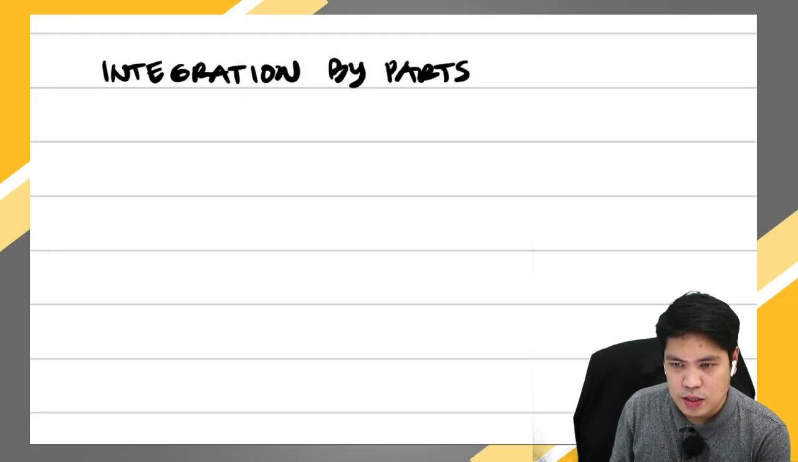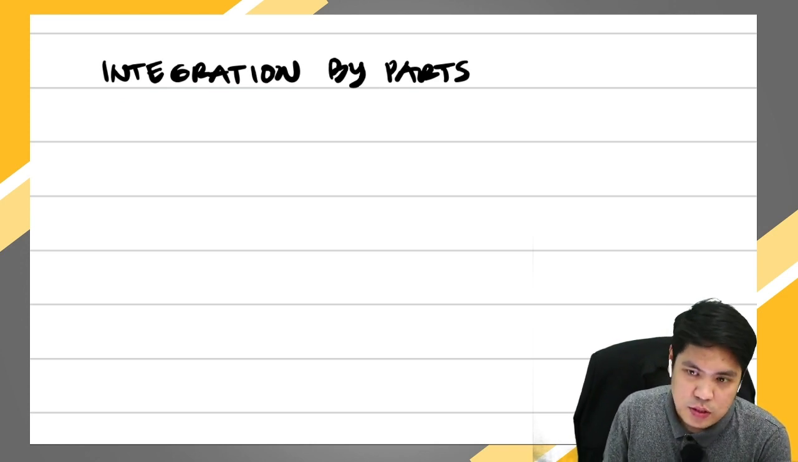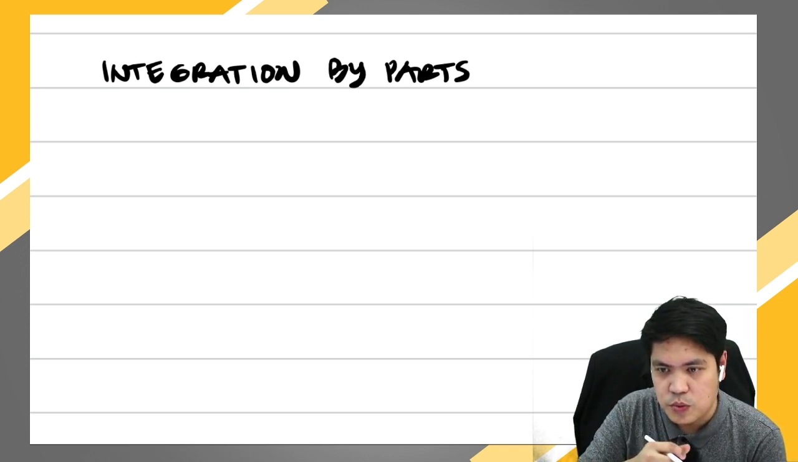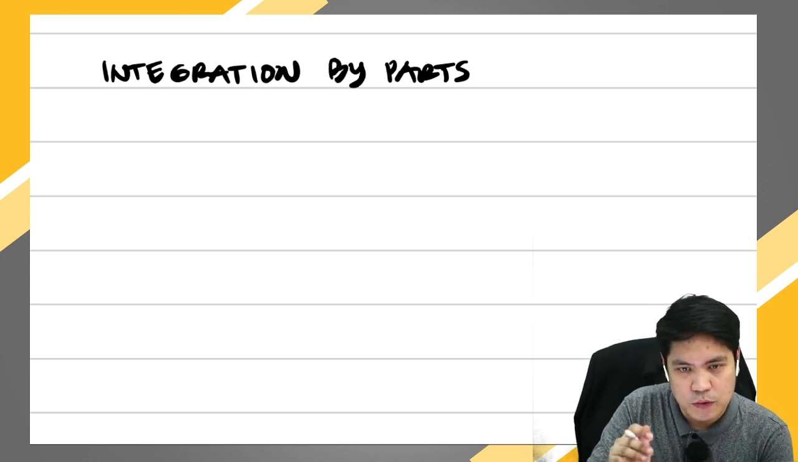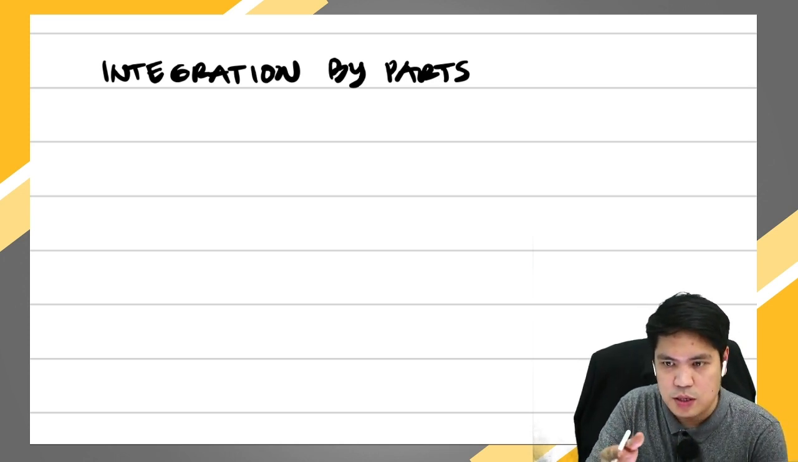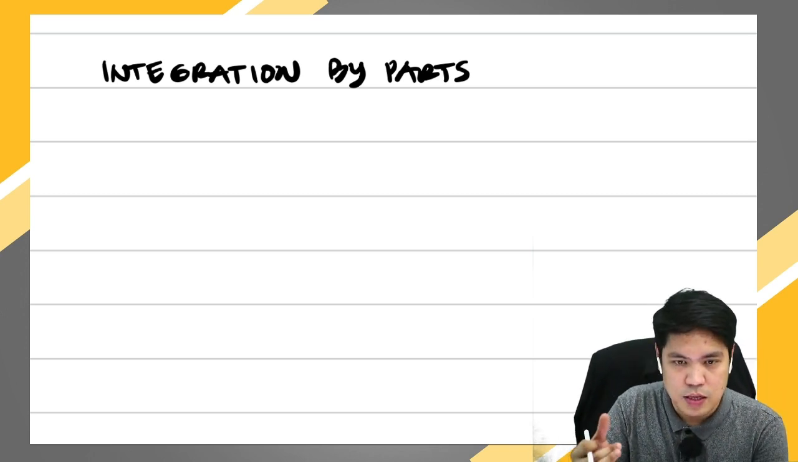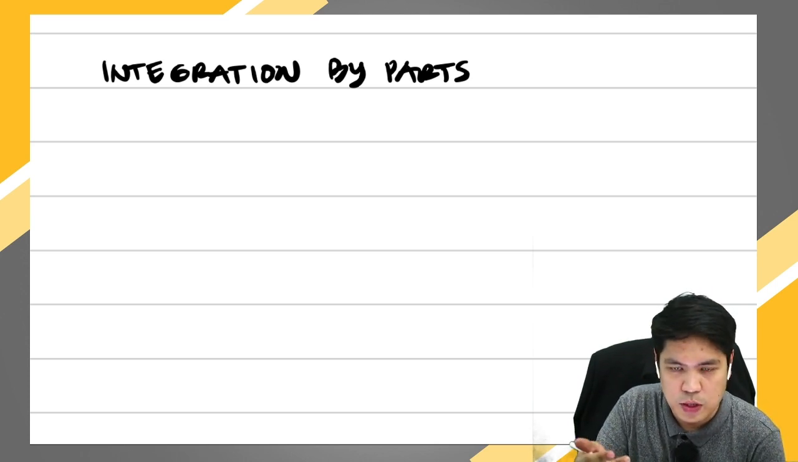The first technique that we will be discussing is integration by parts. If you recall in our previous discussions, the integration formulas were fundamentally derived from reversing the differentiation formulas. From a differentiation formula, we just reverse the procedure, or we just get the antiderivative, then we get its corresponding integration formula.